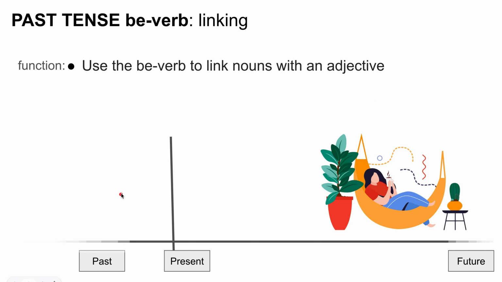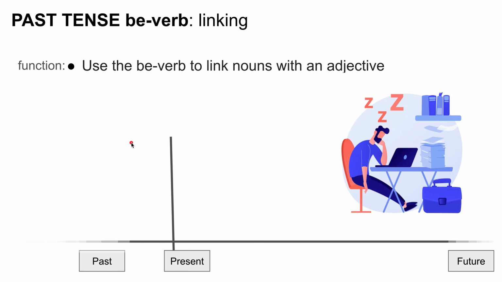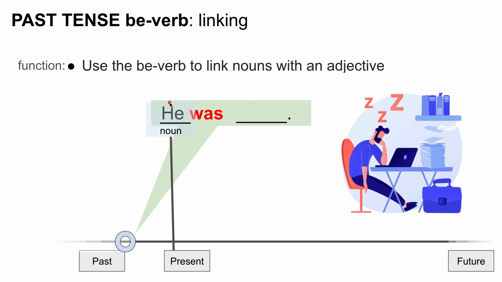Let's look at how the be verb links with adjectives. Again, she is my noun. She was free. Free is the adjective. So we say she was free. And again, we're talking about be verb in the past. So was. Let's look at another example now. He was. He is the first noun, and asleep is the adjective. He was asleep. And again, it's occurring in the past.